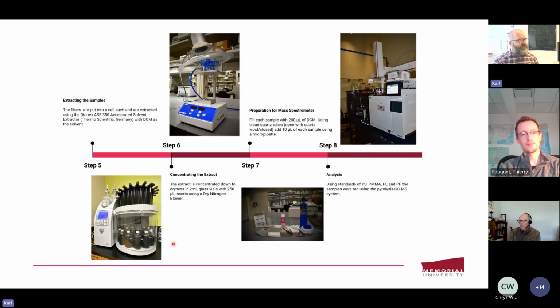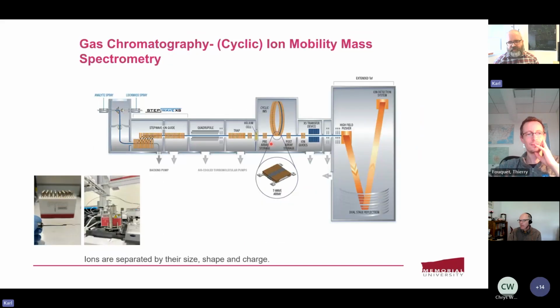So we extract using accelerated solvent extraction, concentrate under nitrogen evaporation, and then inject by pyrolysis. So we are using ion mobility experiments to measure the drift time of the pyrolysis products, and we have accurate mass measurements from the time of flight. This is a picture of the pyrolyzer mounted on top of the gas chromatograph.